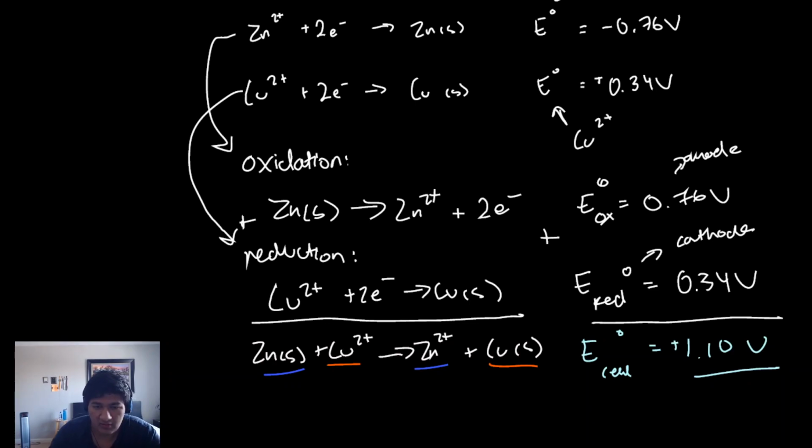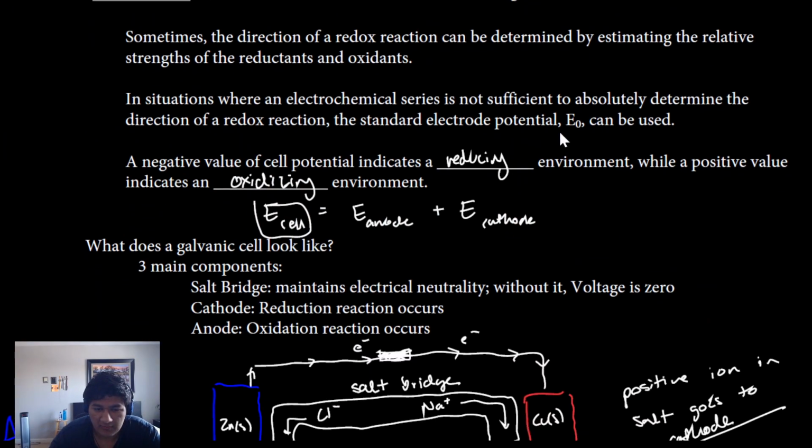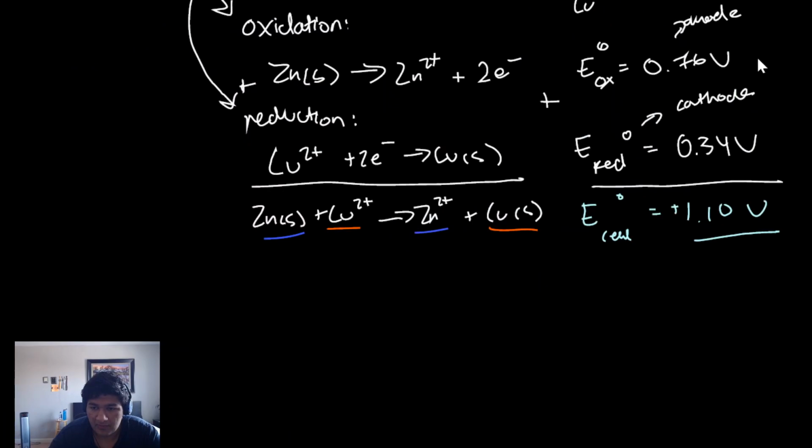What does that mean? Well, going back up to what we had learned, that means that a positive value indicates an oxidizing environment. If you look at the magnitudes of these values, you see that zinc is more ready to be oxidized than copper is to be reduced. So it's going to induce more oxidation.